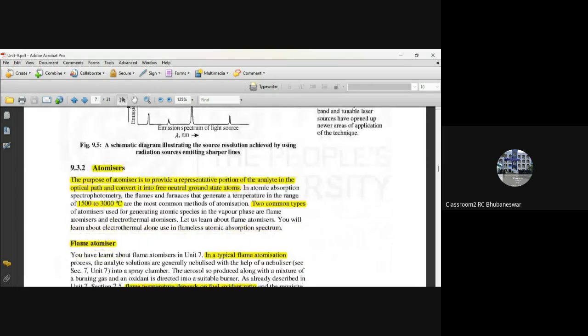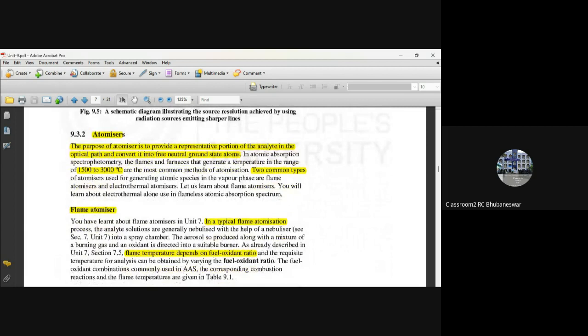So then coming to the atomizer, after the radiation source you are having the atomizer. So how many types of atomizer are there? We'll see it in detail.